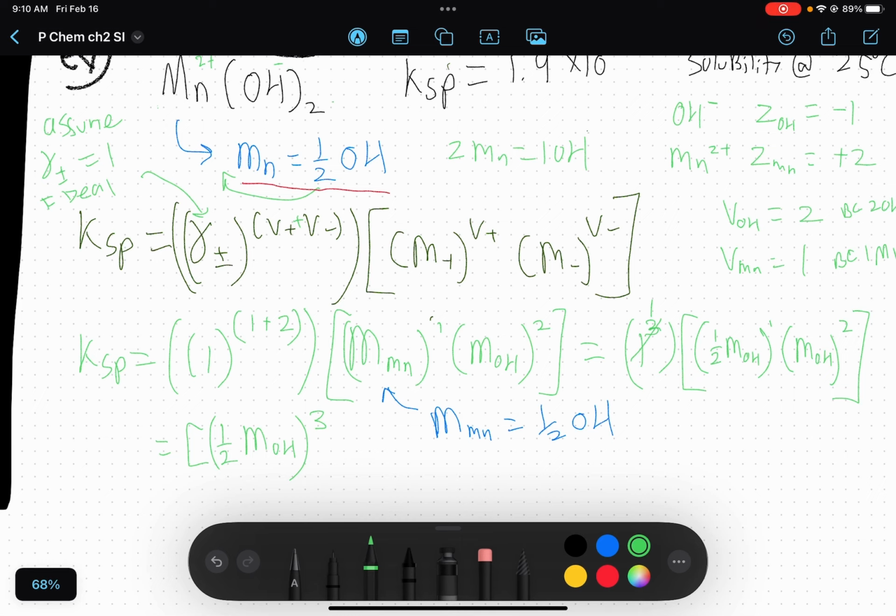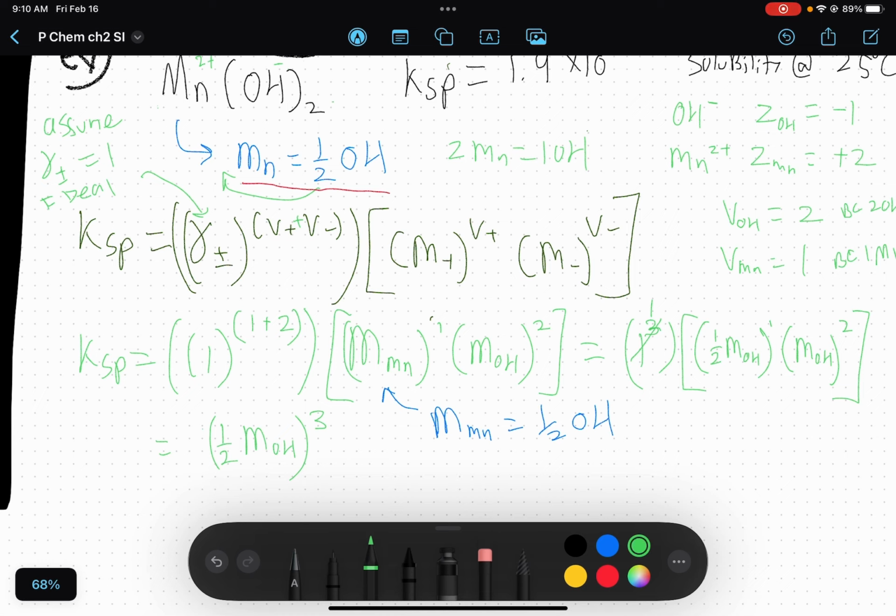No, I think it'll be to the power of 2. Yeah, no, it's going to be the power of 3 because these two are multiplying each other, so you can add. Exponent rules.